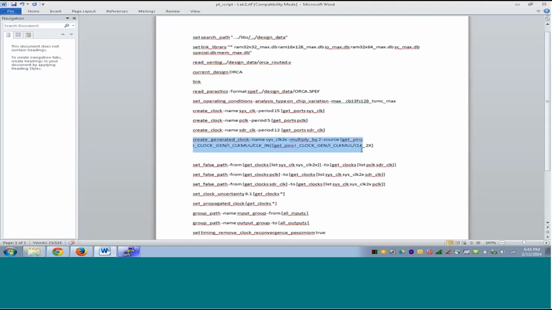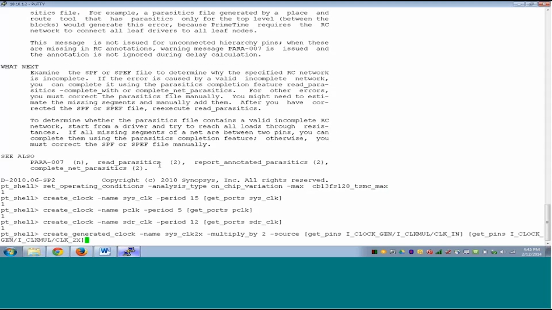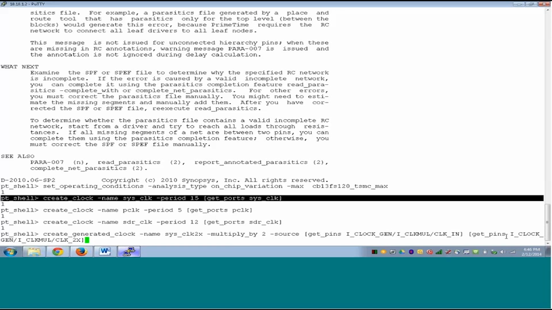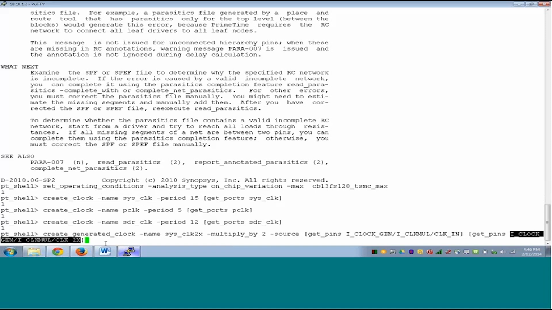Now there is also a generated clock that we need to define. The generated clock is at the output of a clock multiplier. So let's look at the syntax. This is a generated clock. I have given it a name. I have said multiply by 2, because this is what I understood from the netlist. This is the source. This particular block ICLK mul is a clock multiplier, and I have seen from the netlist that at this input it gets sys clock, and the output is this multiplier's 2x clock.